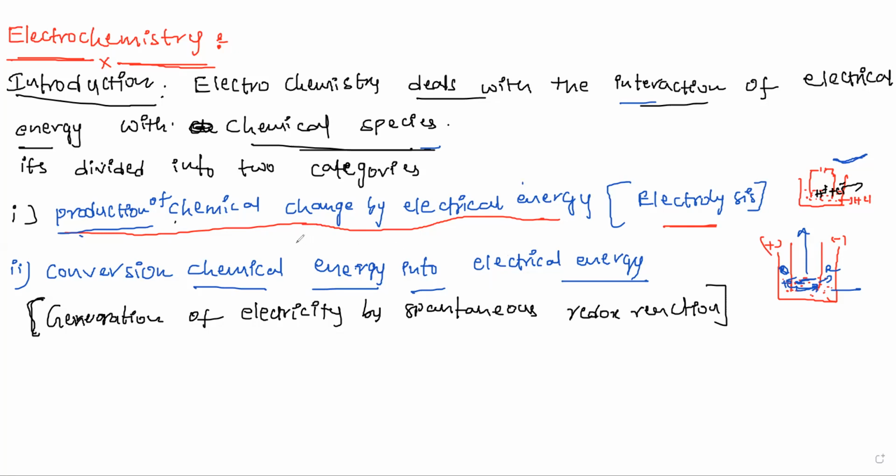So this is the conversion of chemical energy to electrical energy, and the production of chemical change by electrical energy. Okay.